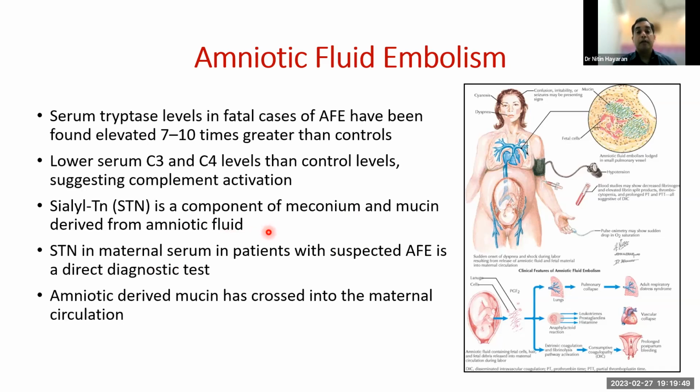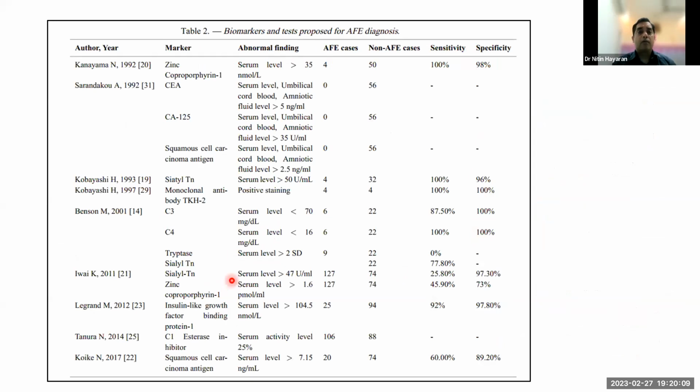Gradually it is coming up as a point of care test in laboratories for the diagnosis of amniotic fluid embolism. So sialyl Tn in maternal serum in suspected patients is a direct diagnostic test. There are a number of biomarkers and tests proposed for AFE, amniotic fluid embolism, and the ones we most commonly use are tryptase and sialyl Tn. A level of more than 47 is considered abnormal, and in AFE cases it is considered to be diagnostic.